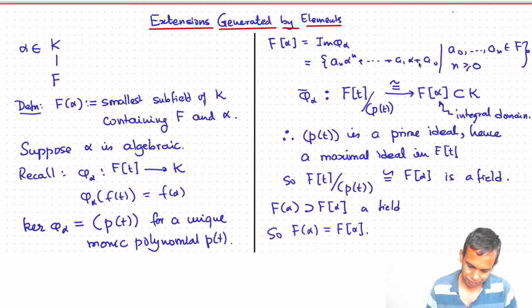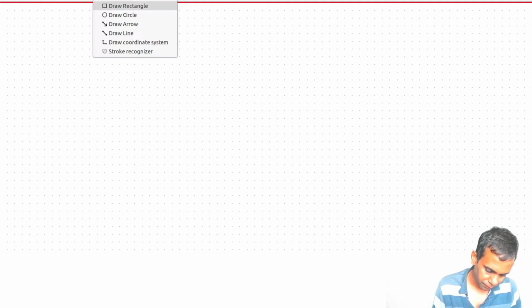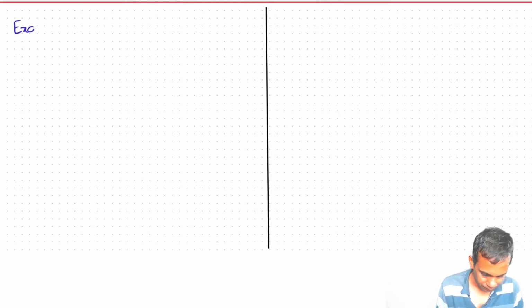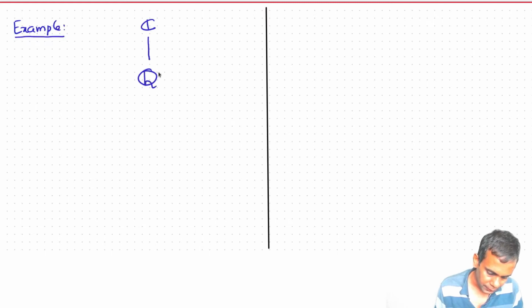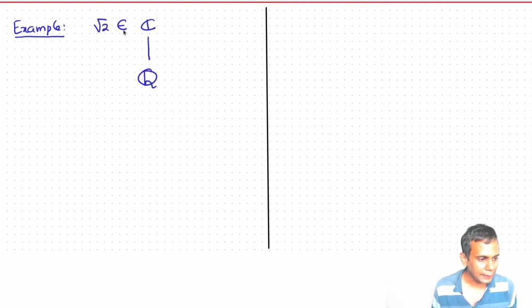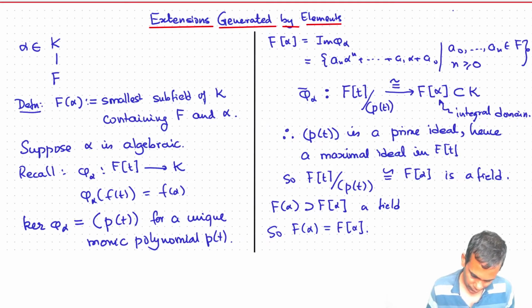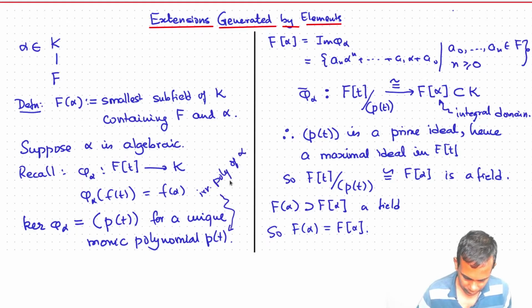Let's look at an example. Let's take for our field extension the complex numbers over the rational numbers, and let's take alpha equals root 2. Firstly, I claim that this polynomial p(t) is called the irreducible polynomial of alpha over F.